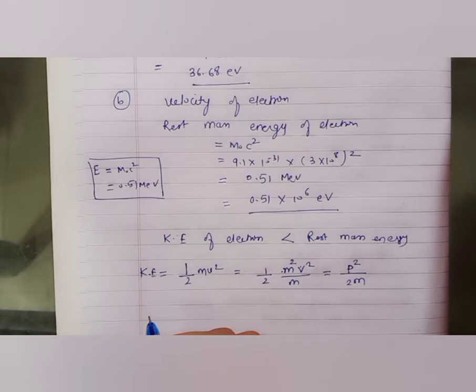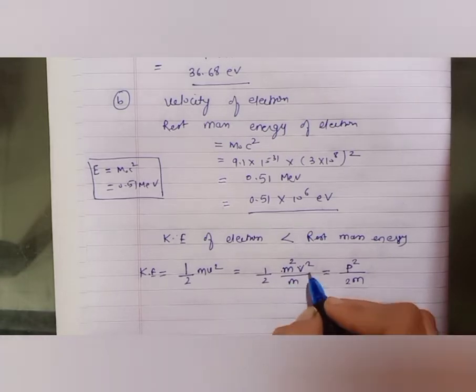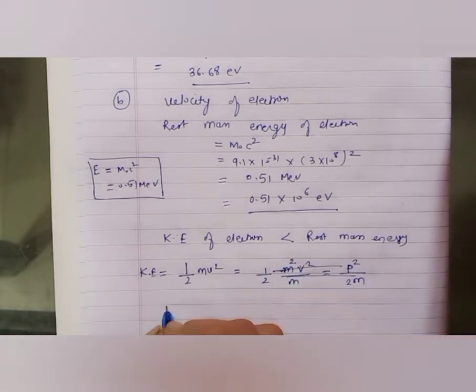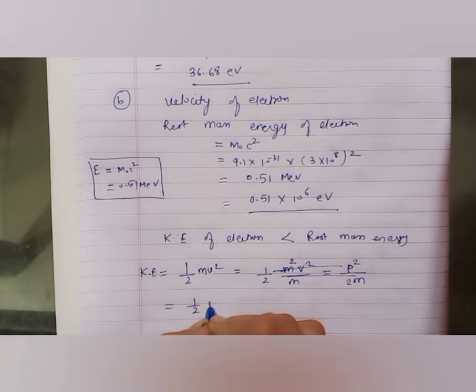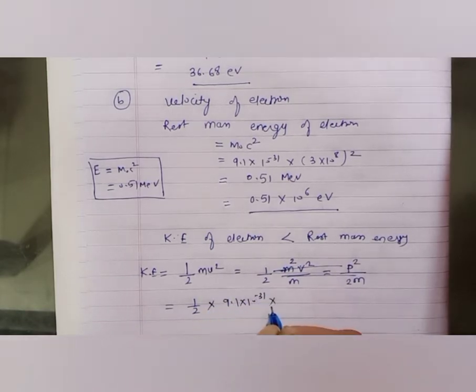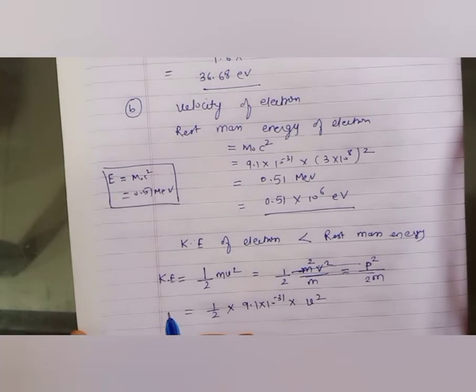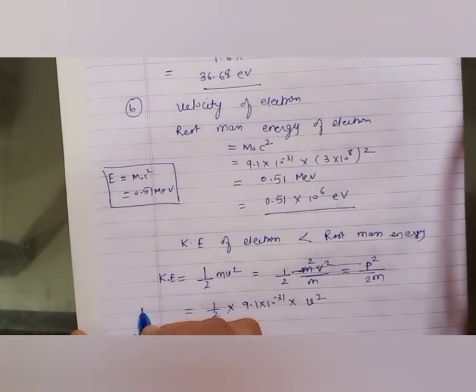So kinetic energy is half mv square. We know the velocity now, we can substitute the values. The mass of electron we know, 9.1 into 10 raised to minus 31. Velocity we have to find out, V square. Kinetic energy we know, it is 36.68, or we will take the value in joules. Anyways, we have to convert, so 5.87 into 10 raised to minus 18.